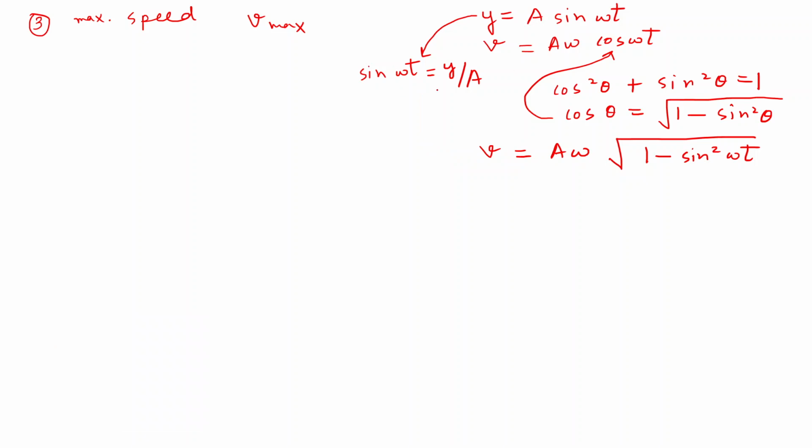So substituting this relation of sine omega t in this equation, here we'll get v equals a omega, and under the root it will be 1 minus, since sine omega t is y by a, the square of it will be y square by a square.